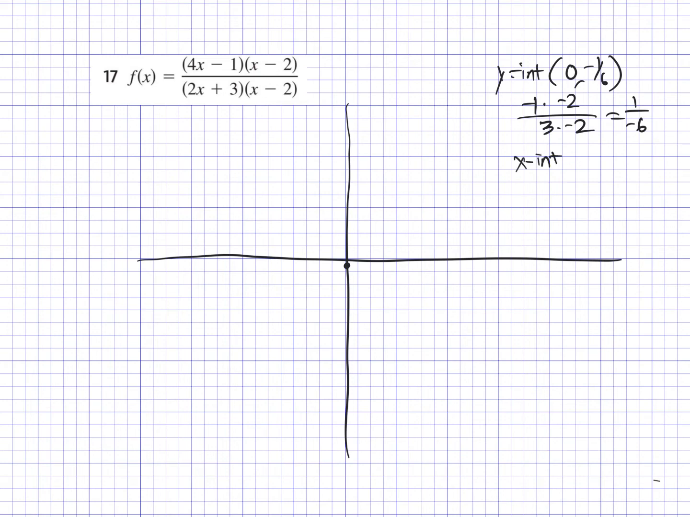Okay, x-intercept. Set your numerator equal to 0. So what are our zeros in our numerator? That'd be 1/4 and 2. 1/4 and 2. Okay, very interesting here.